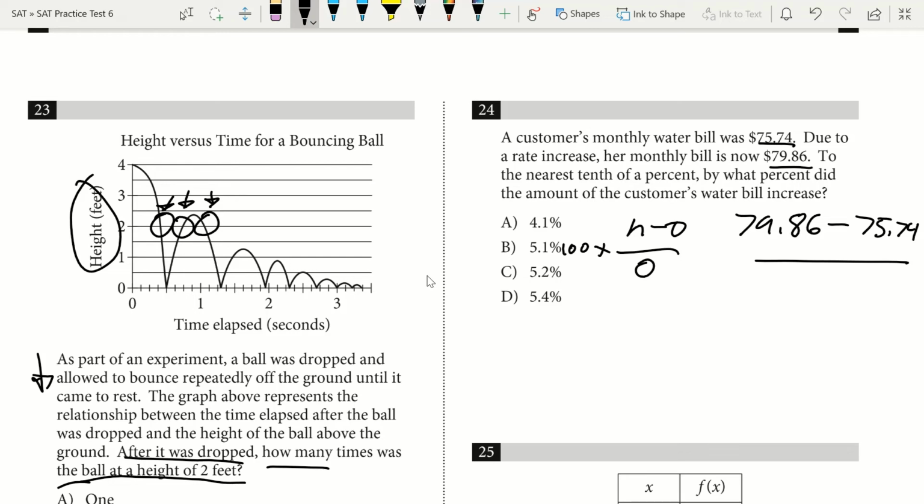Just remember that. All right, and this is all going to be over our old bill of 75.74. So I'm going to plug that into my calculator. I've got 79.86 minus 75.74, all divided by 75.74, and then I multiply by 100 to get my percent. And I see that when I round to the nearest tenth of a percent, I'm going to get 5.4%, because I get 5.44%, right? So 5.4 when I round down.